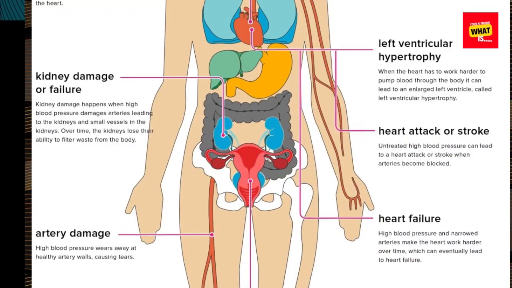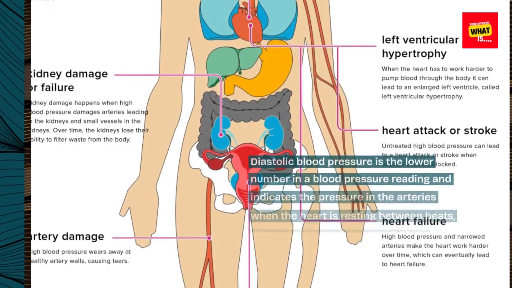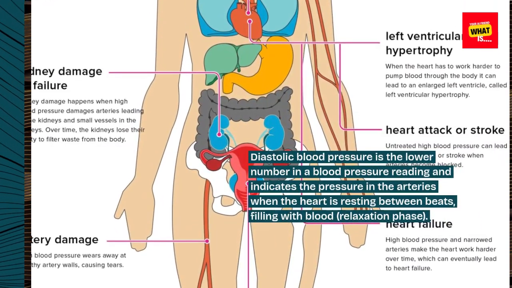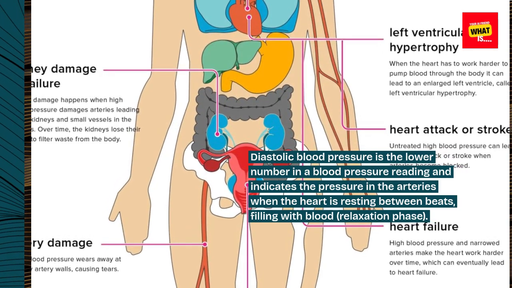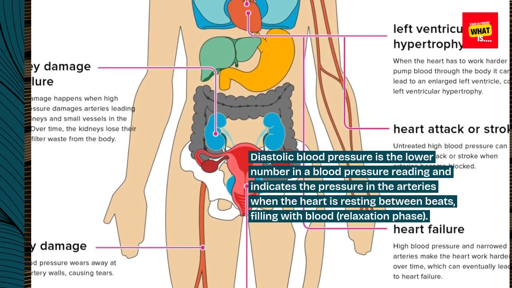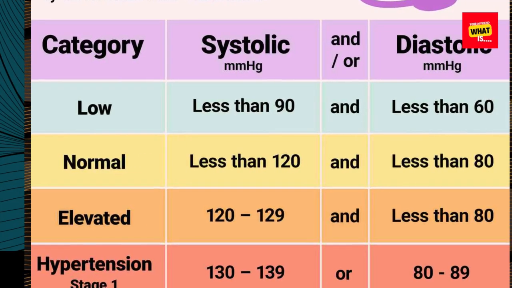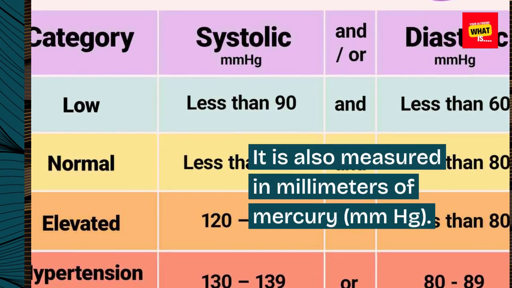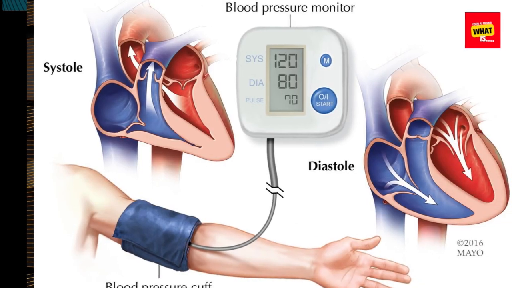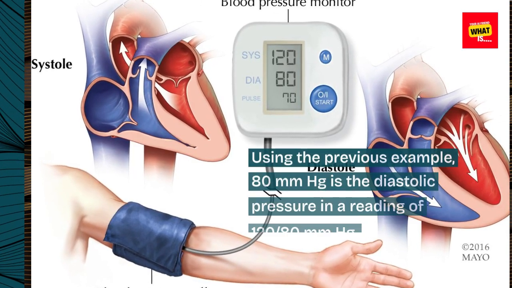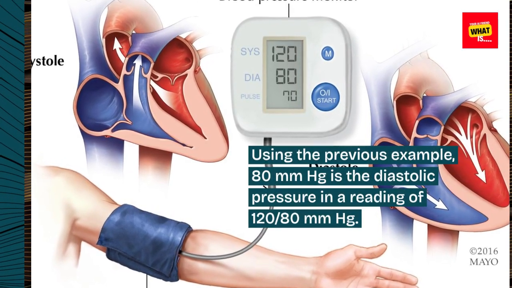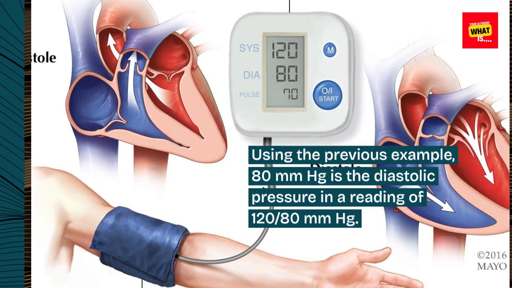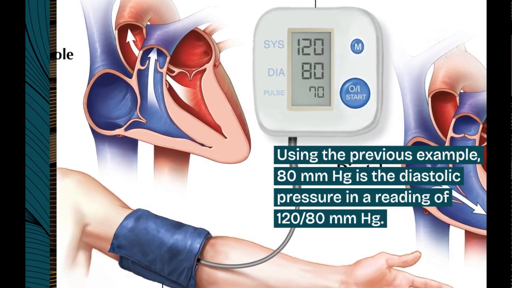Diastolic blood pressure. Diastolic blood pressure is the lower number in a blood pressure reading and indicates the pressure in the arteries when the heart is resting between beats, filling with blood, relaxation phase. It is also measured in millimeters of mercury, mmHg. Using the previous example, 80 mmHg is the diastolic pressure in a reading of 120/80 mmHg.